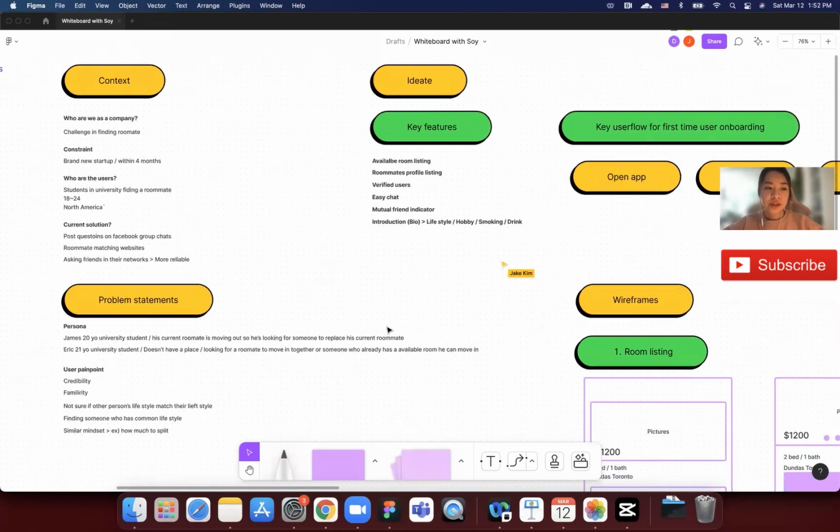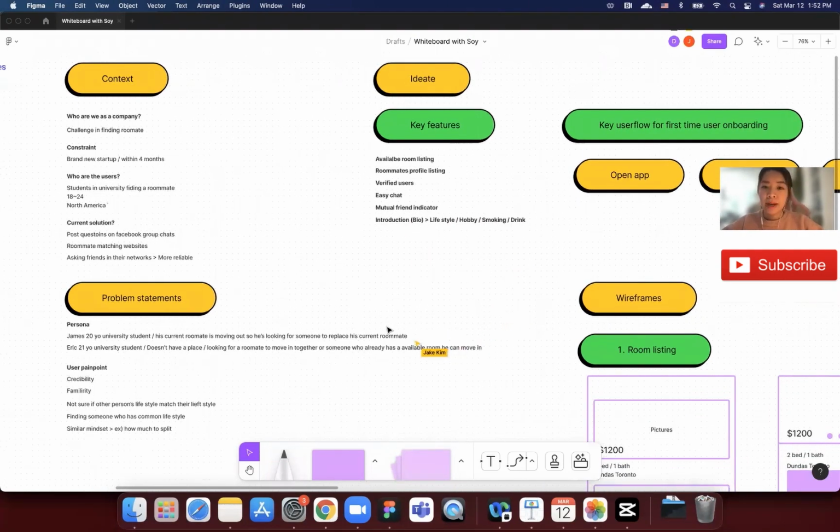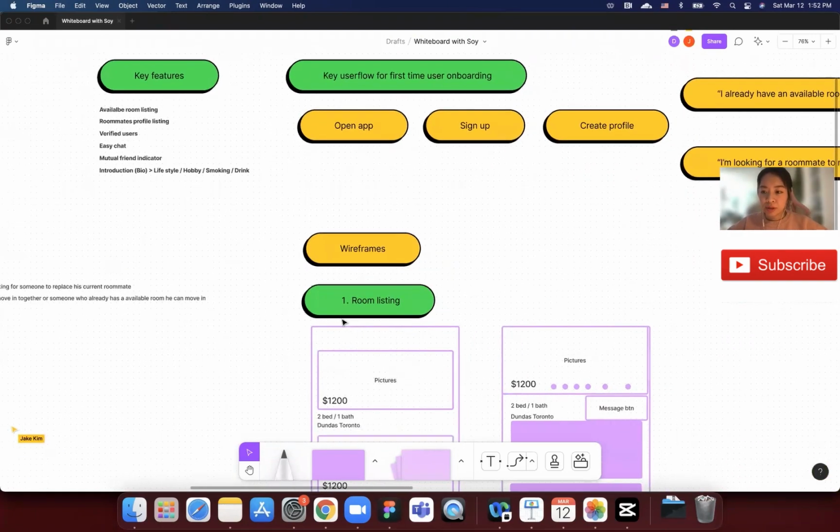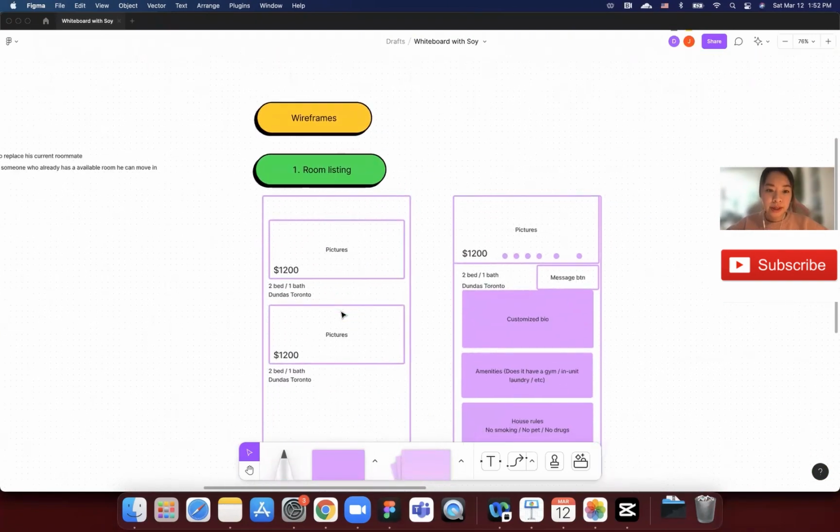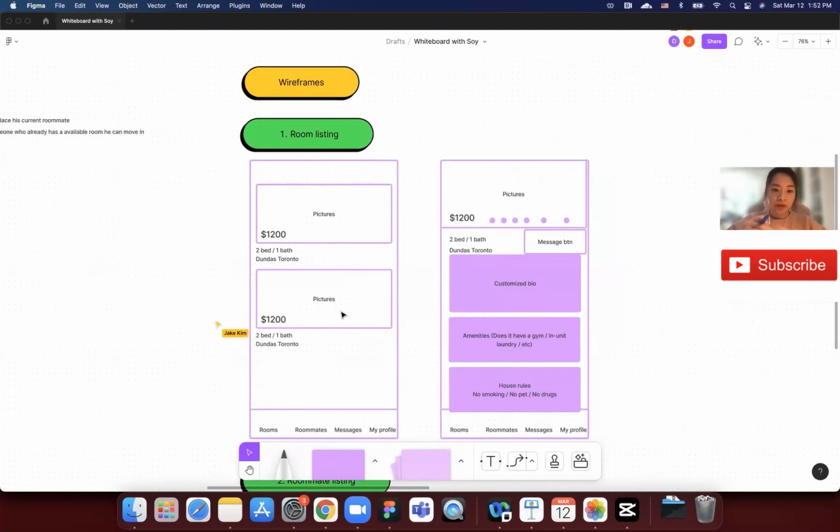I would like to share a few quick pieces of feedback that I have documented while we were going through this exercise. So the first piece of advice I have for you is that I think you could maybe talk a little bit more about your design rationale while you're creating the wireframes. For example, when you created a room listing view, first of all, you put a card there and there's another card sitting below it.